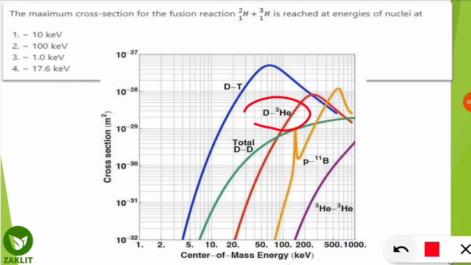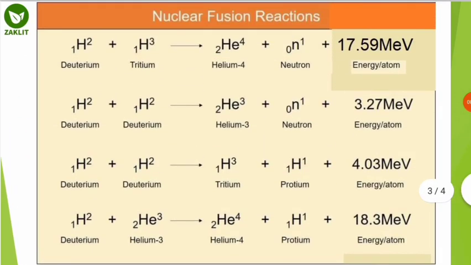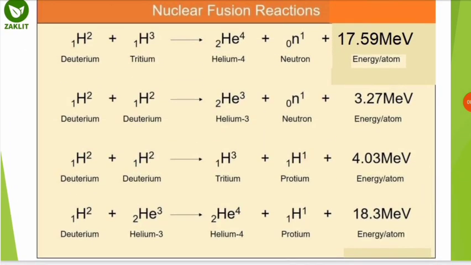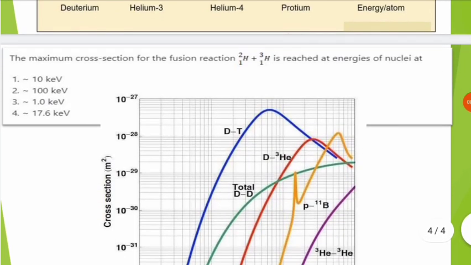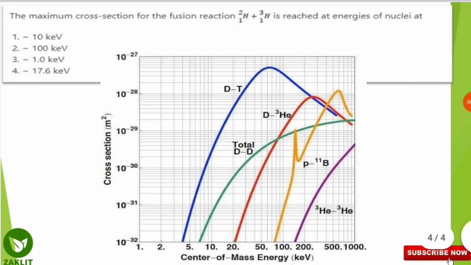You can take this graph, I will upload it in our Telegram channel, and from there you can analyze these things. These are the concepts you should know: what cross section is in a nuclear fusion reaction, what kinds of nuclear reactions there are, what energy is released, and what neutrons or elements are released in the different fusion reactions. The graph is important because from here we know that 100 kilo electron volt is the maximum cross section for the fusion of deuterium and tritium. This way you can solve the questions easily if your concept is clear.